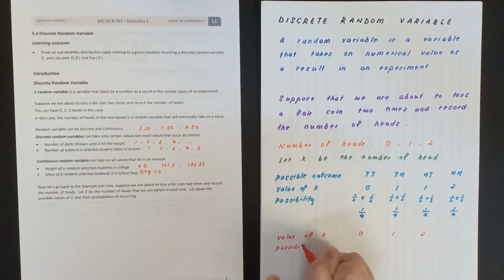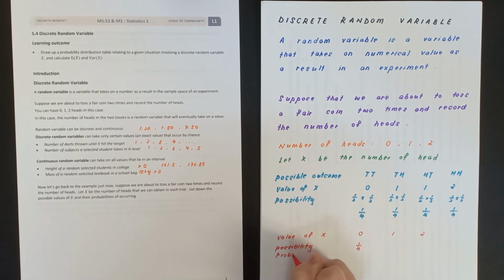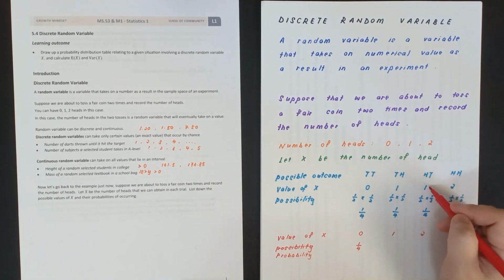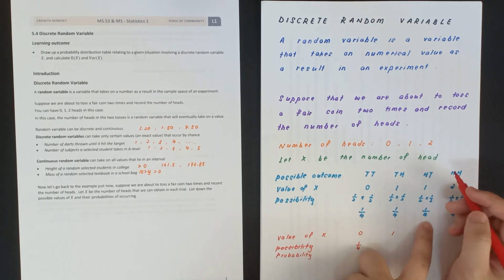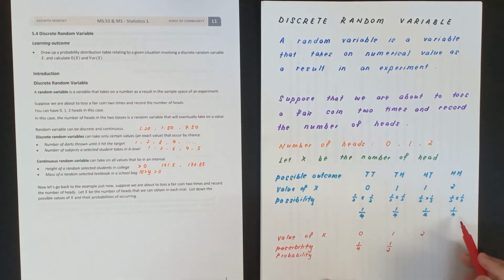Now we refer to the table above, then we come out with the answer. For 0, what is the probability here? It's 1/4, correct? So 1/4. Sorry, I should be writing probability. Then for 1, you can see for TH you get 1 head, HT you also get 1 head, so you have 1/4 and 1/4, and you add them together to give you 1/2. For you to get 2 heads, you have a probability of 1/4 also.